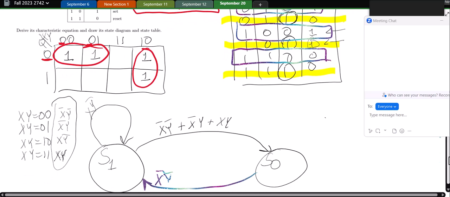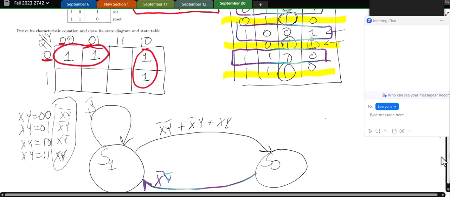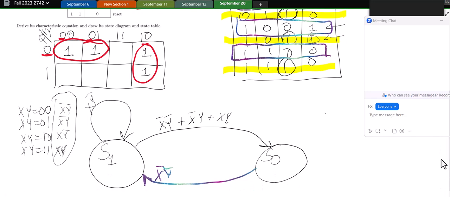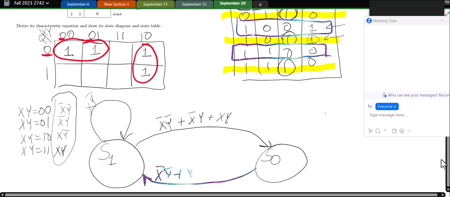Oh, wait, did I do that right? Yeah. So that was x equaling 0, y equaling 1, so that would be x bar y.